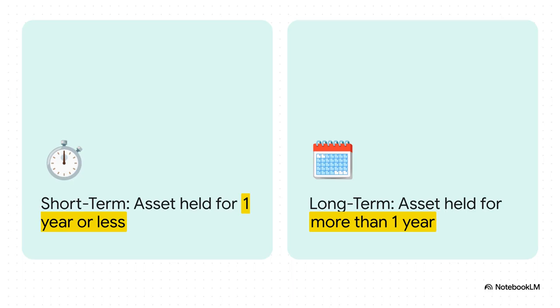Okay, and here's a super important step. Before you even touch Form 8949, you've got to sort everything you sold into two piles, short-term and long-term. The magic number is 1 year. Held it for a year or less, that's short-term. More than a year, that's long-term. And trust me, this distinction is everything. We'll see exactly why in just a minute.